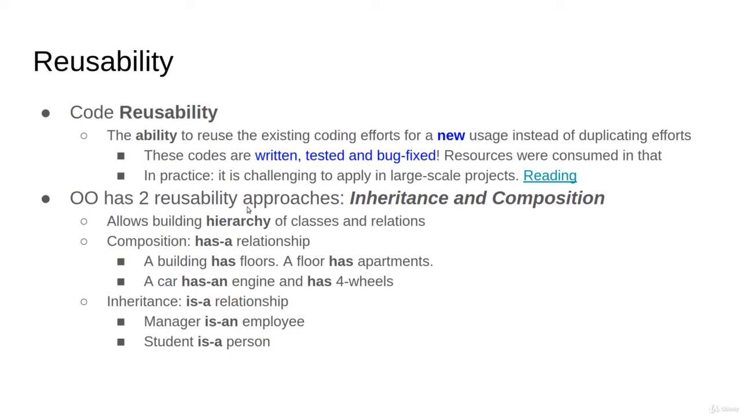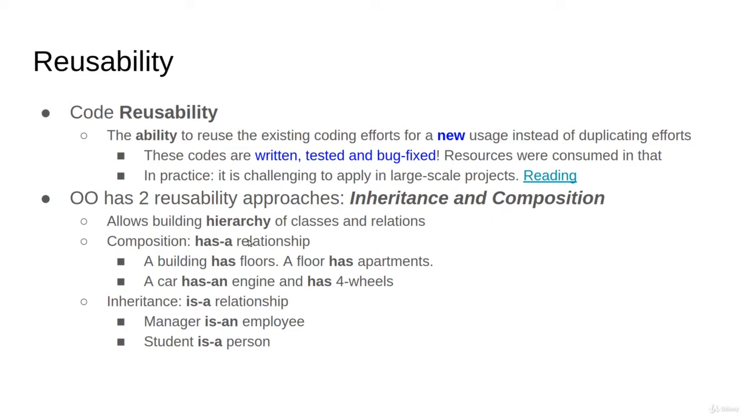There are two approaches for reusability: inheritance and composition. In practice, it's a bit challenging really in large scale projects to utilize reusability. There are a lot of reasons for that. In future, you might read this link. Now, going back to the two possible reusability approaches in the OOP paradigm. The first one is called inheritance and the second one called composition.